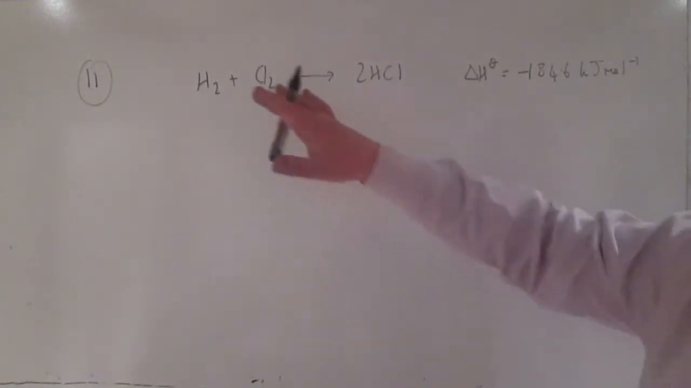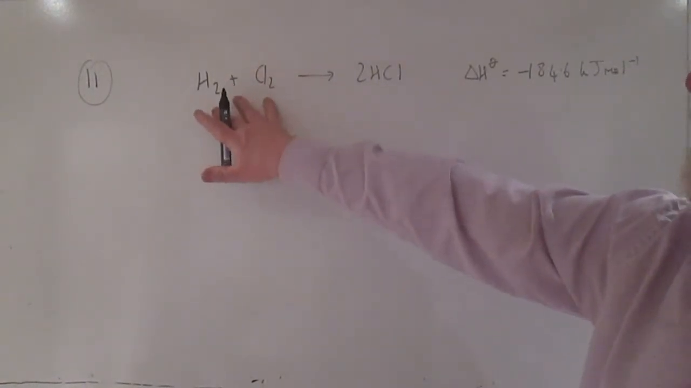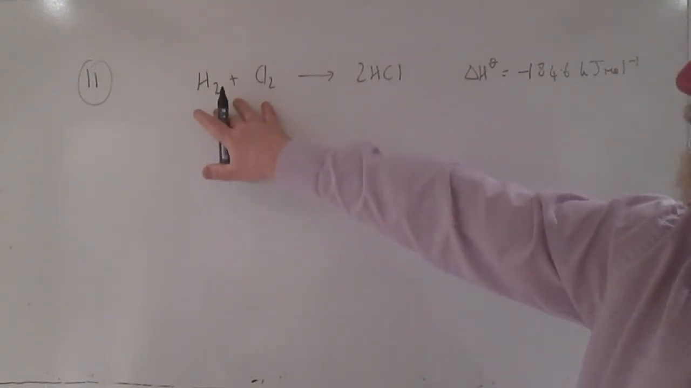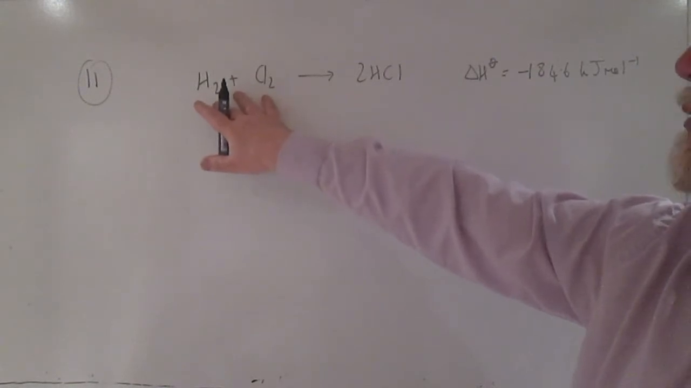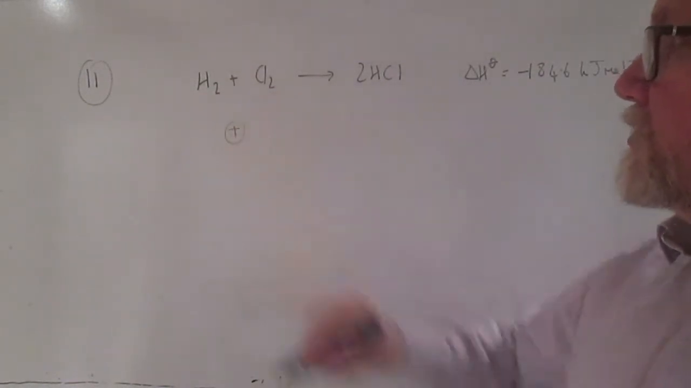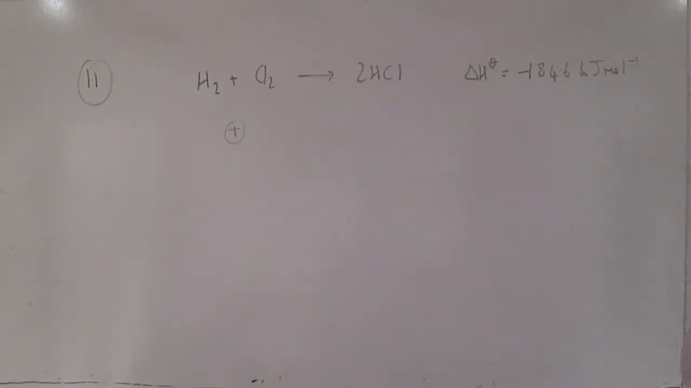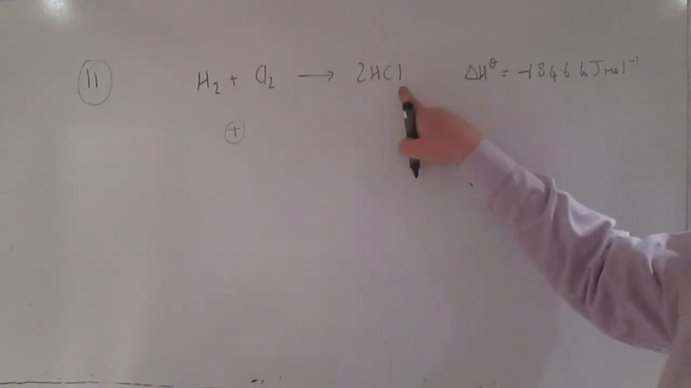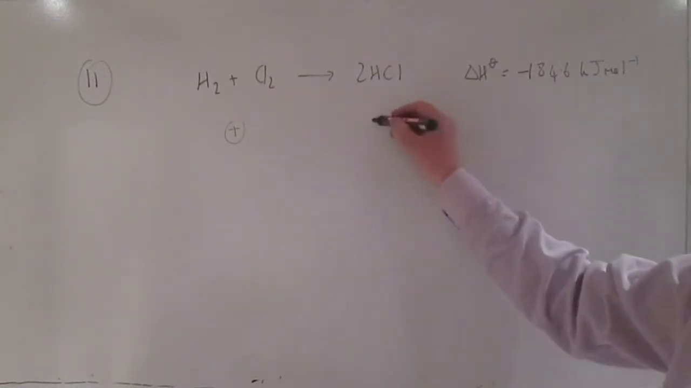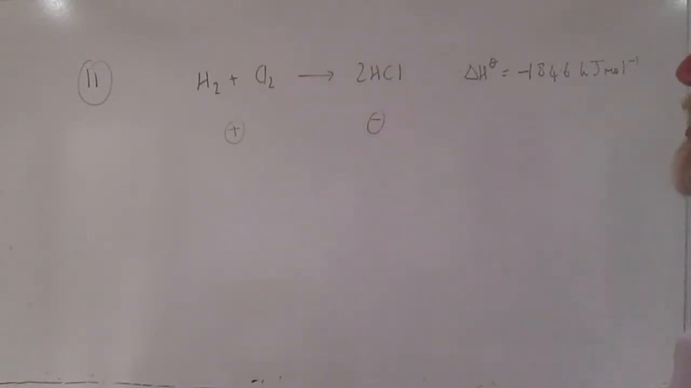So remember that whenever you have a reaction like this, you have to break the bonds on the left, and bond breaking is endothermic, so that will indeed take in energy. So that's going to give you a positive contribution. When you form the bonds on the right hand side, bond formation is exothermic, it gives out energy, and therefore that will give you a negative contribution.